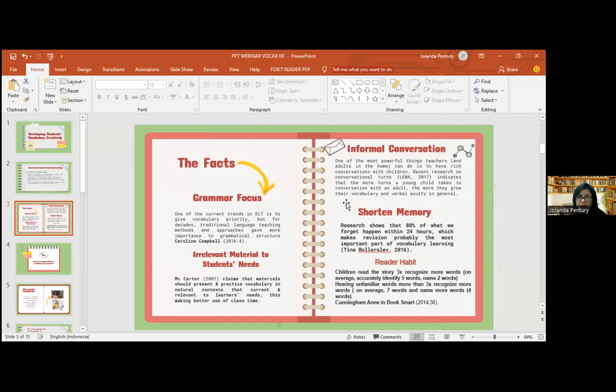Recent research on conversational turns indicates that the more turns a young child takes in conversation with an adult, the more they grow their vocabulary and verbal equity in general. It means that the students or the children come from a background family that usually makes conversation in English for their daily conversation. They have more vocabulary, or they become more active in conversation. And the next is short-term memory.